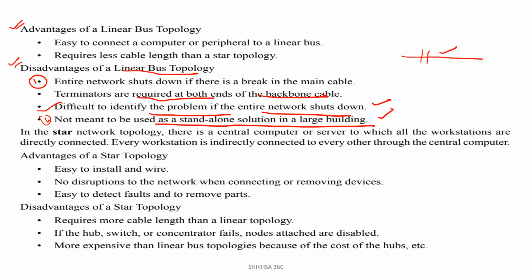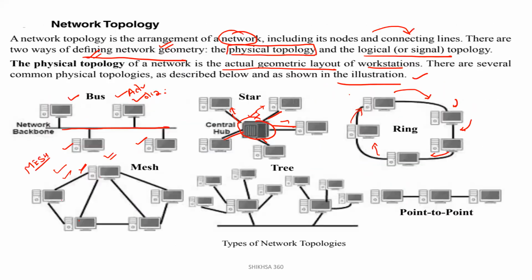So in the star network topology, there is a central computer or server to which all the other workstations are directly connected. Okay, so this is the bus topology. Now next is the star. In the star, we have already discussed this one. All are centrally connected to one point.